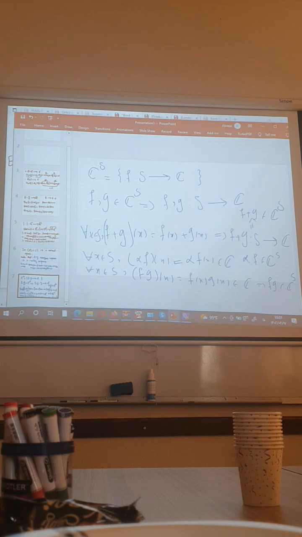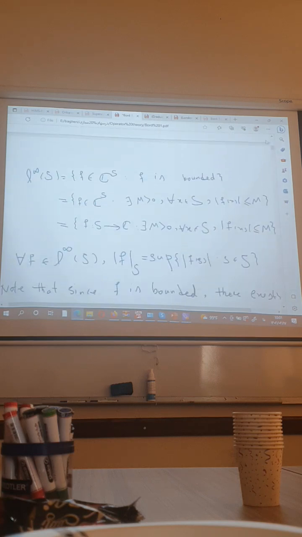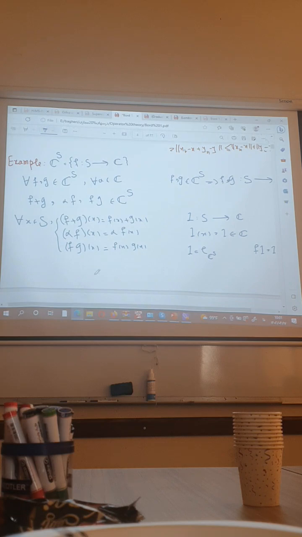So in this example, we have these three operations. It is very trivial that C^S with the first two operations is a linear space, and with these three operations is an algebra, okay? Is an algebra.